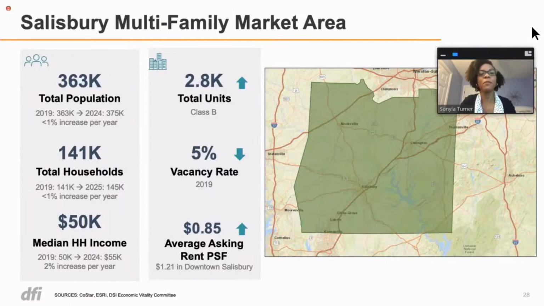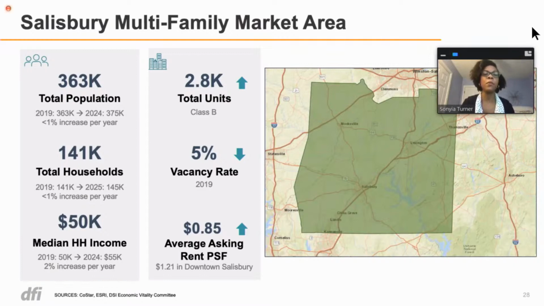So the multifamily market area, again, our market areas are defined by the location geographically that we believe, if there were a new product in downtown Salisbury, it could attract people from this area. And so we actually looked at combining Rowan, Davidson, and Davie counties. So again, believing that if Salisbury developed a new multifamily product, it could potentially attract individuals from those areas.